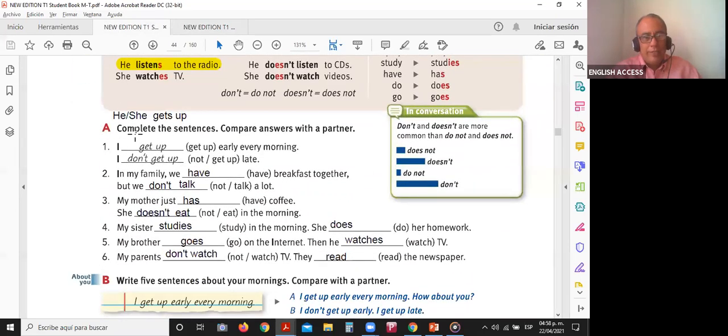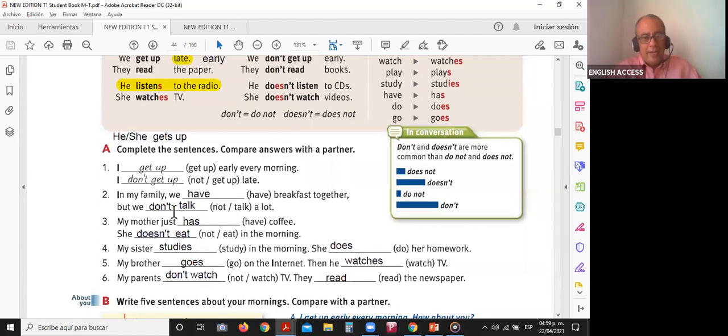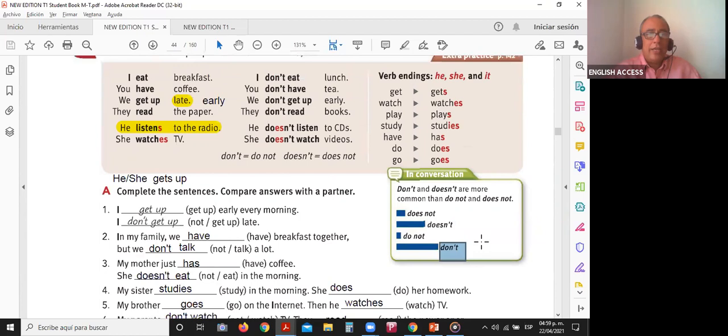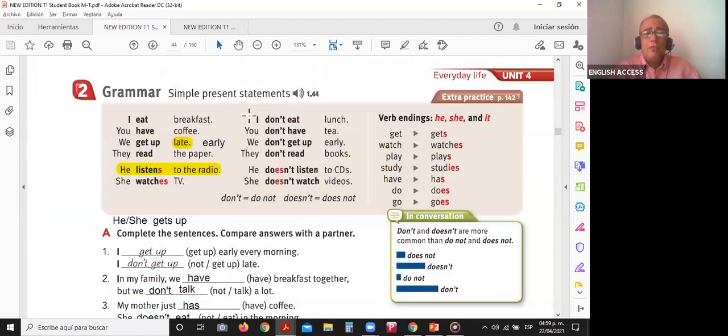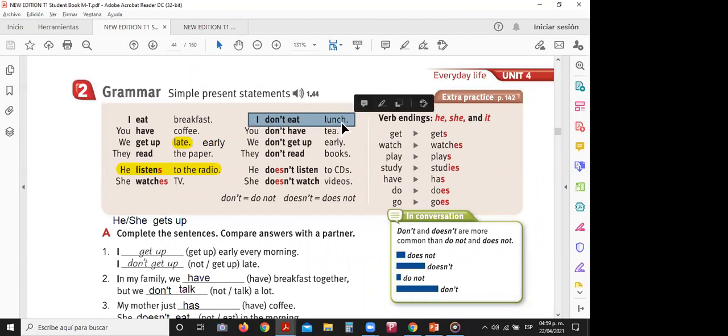We also complete these sentences here using affirmative and negative. For example, we have, we don't talk. My mother has, she doesn't eat. And it's more common to use doesn't and don't as a contraction when you say something that is not real or is negative. Help me to read this part, please. One, two, three. I don't eat lunch.